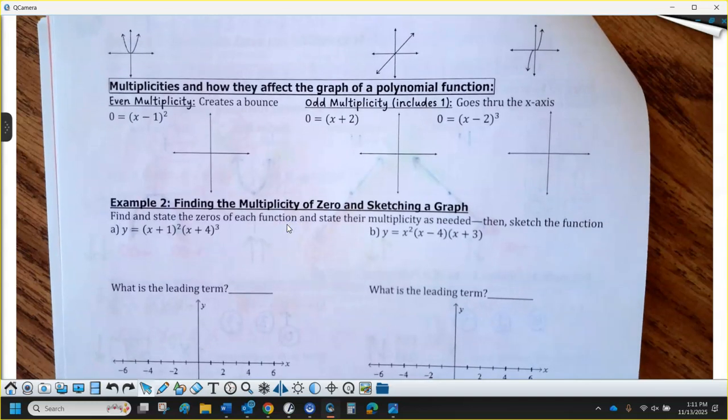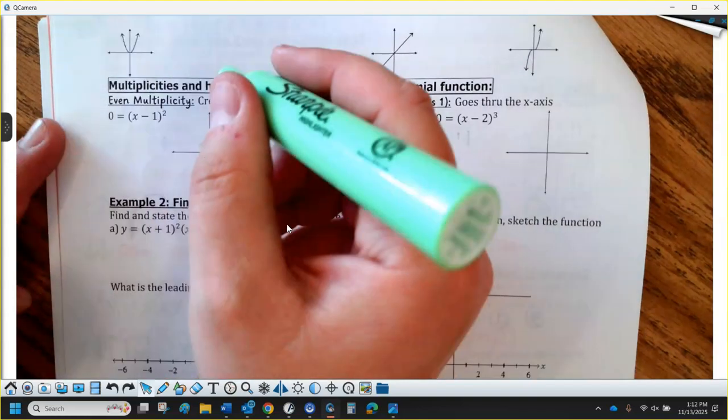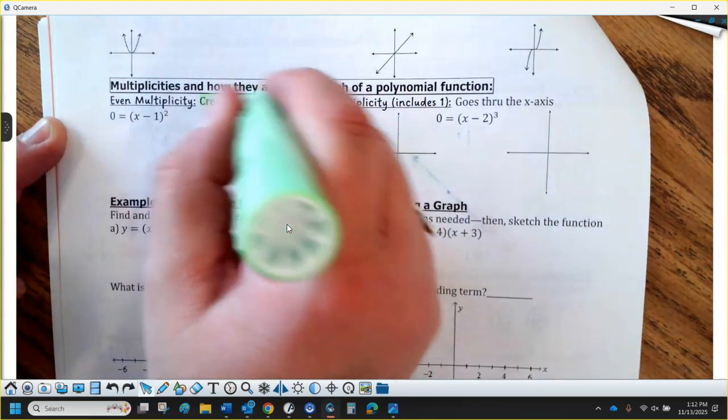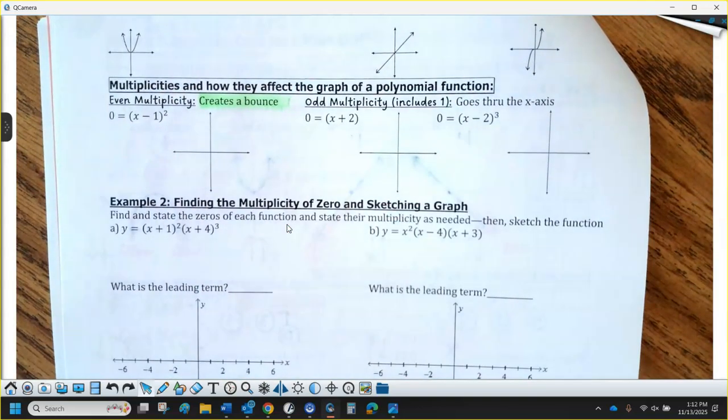Now, on the back, as you noticed in some of the questions we had yesterday, we had some exponents on some things. And so I want to give you just a couple little examples of what goes on in terms of the graph if you have a multiplicity. So if you have an even multiplicity, these are my favorite, it creates what we call a bounce.